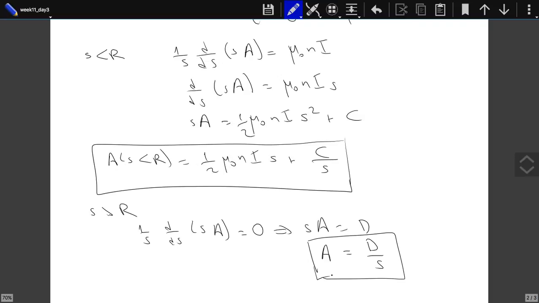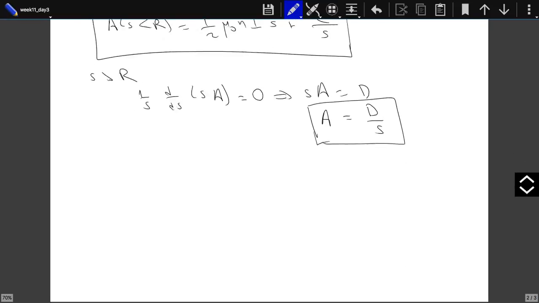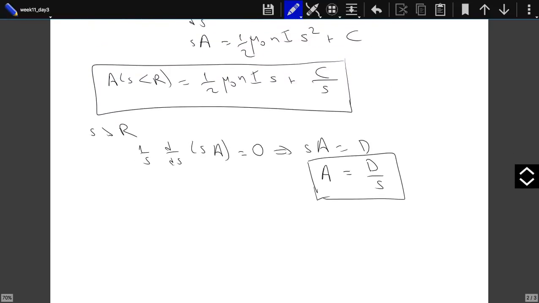Student: Professor, why don't we consider the case S equals R? Now we will consider that case. Now we want A to be continuous, because if it is not continuous, the derivatives would include some Dirac delta functions. That is not something we want. So A should be continuous. So this is A for S larger than R.